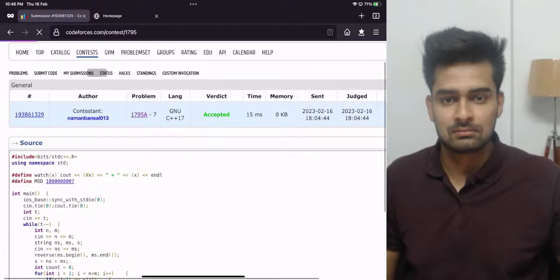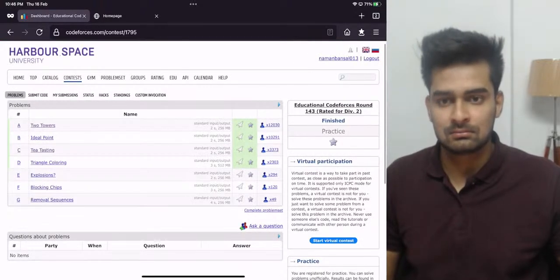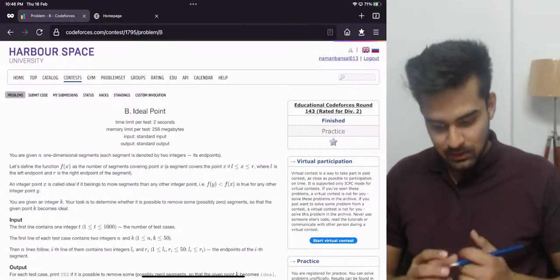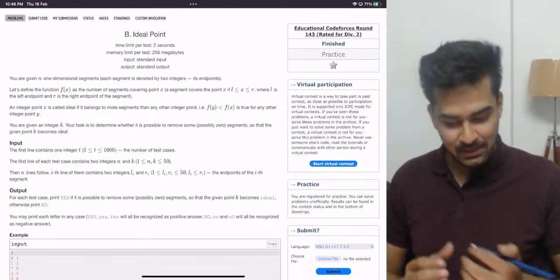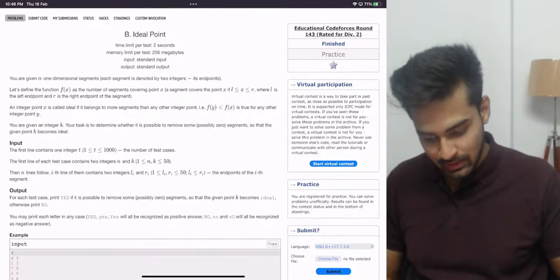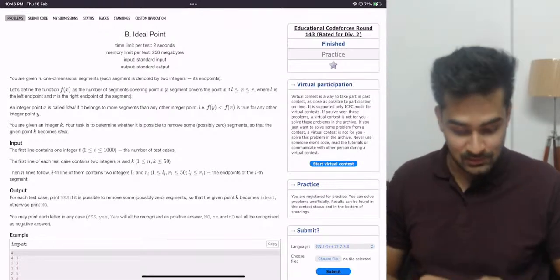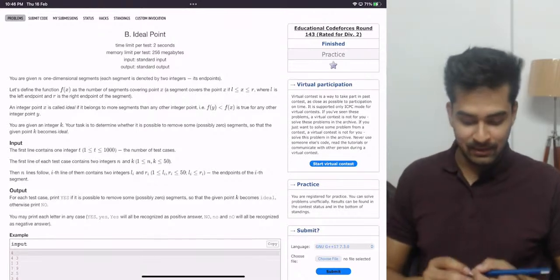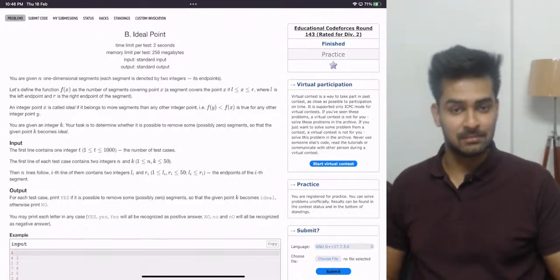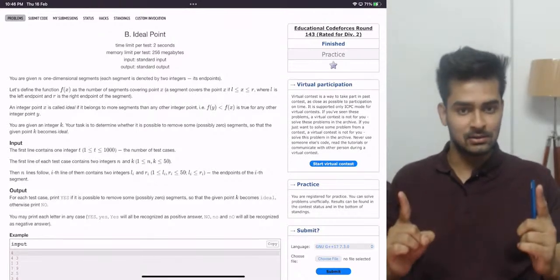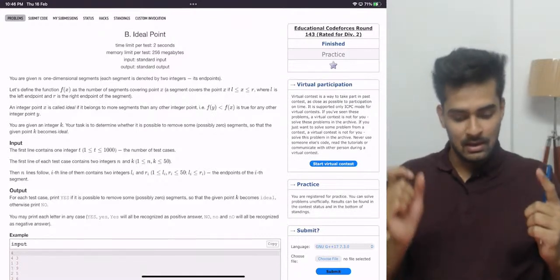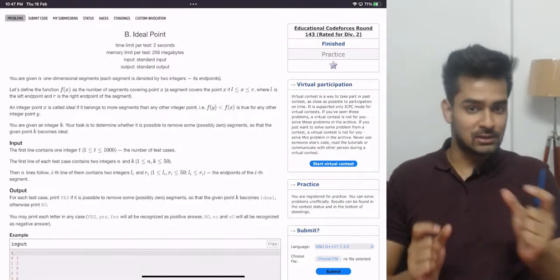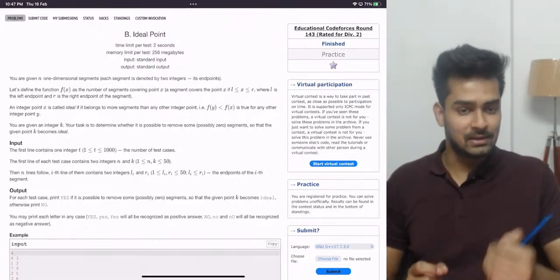Alright, so idle point. You're given n one-dimensional segments. Each segment is denoted by 2 integers, its endpoints. Define the function f(x) as the number of segments covering point x, where L is the left endpoint and R is the right endpoint of the segment. So basically you have n segments. This is the left one, this is the right one. You have a point x. f(x) is equal to the number of segments it is a part of.